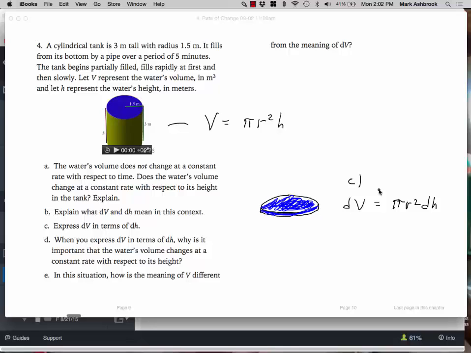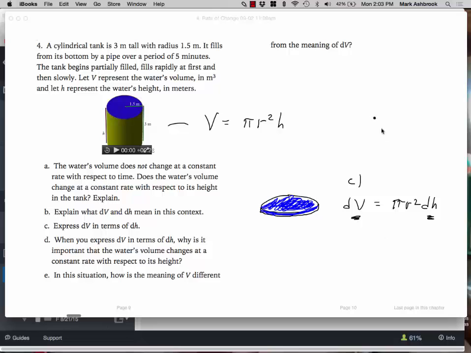Why is it important that the water's volume changes at a constant rate with respect to height? It's important because whenever we're talking about differentials, we're talking about quantities that vary with a constant rate of change over whatever interval we're talking about. So when you're talking about differentials, you're talking about some interval of h where you have a constant rate of change. Because dV and dH imply that you have a constant rate of change for a small interval of h you're talking about.